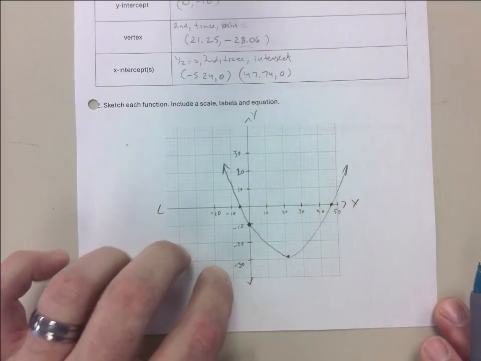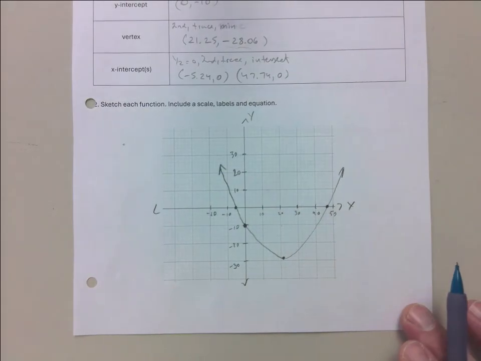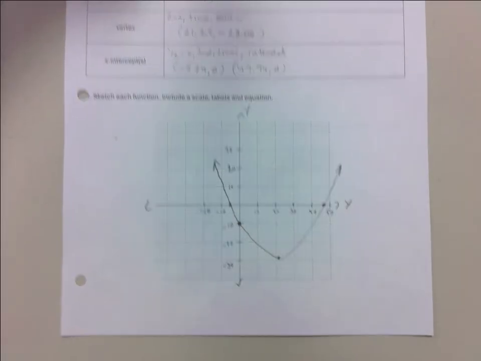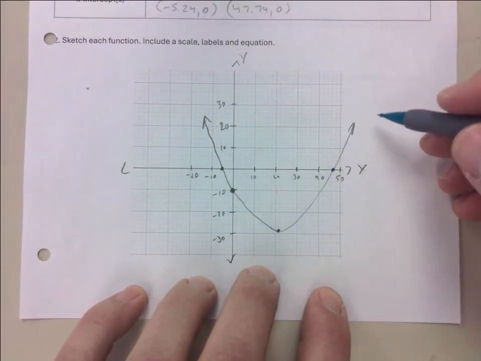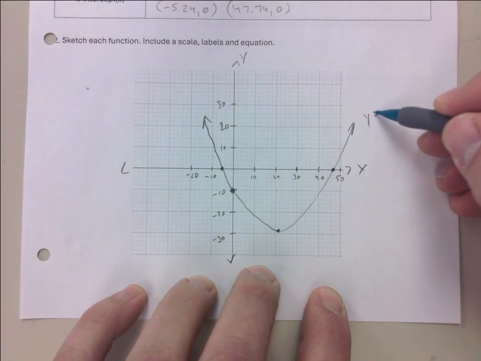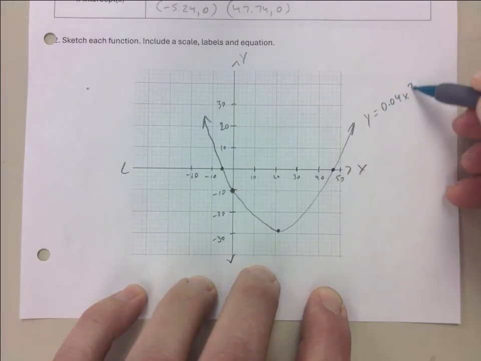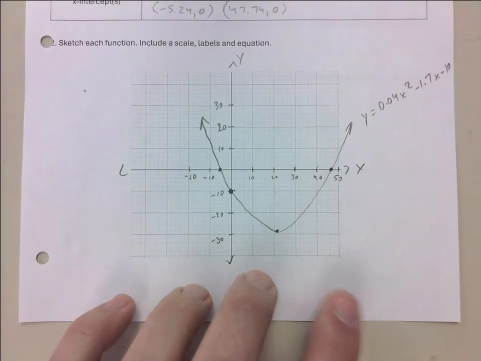You need to have both legs on there. Okay? If you don't have both legs on your graph, it's not going to be good enough. Okay? And you follow it up with your equation. Okay? There we go.